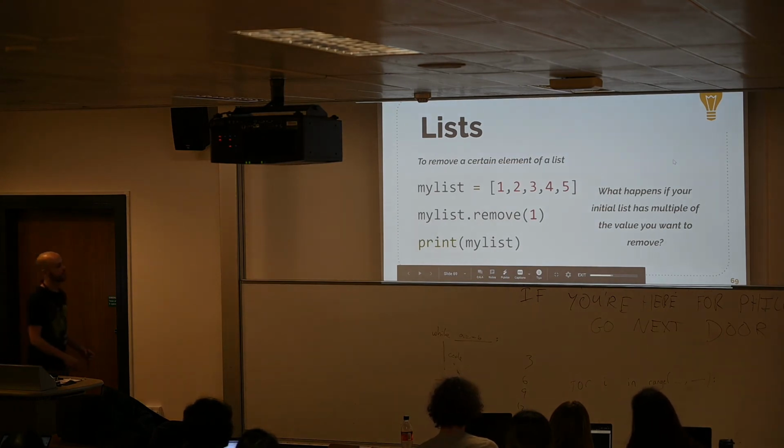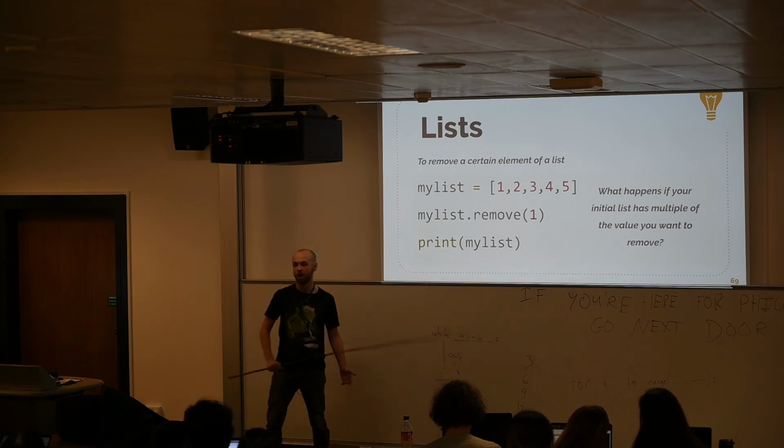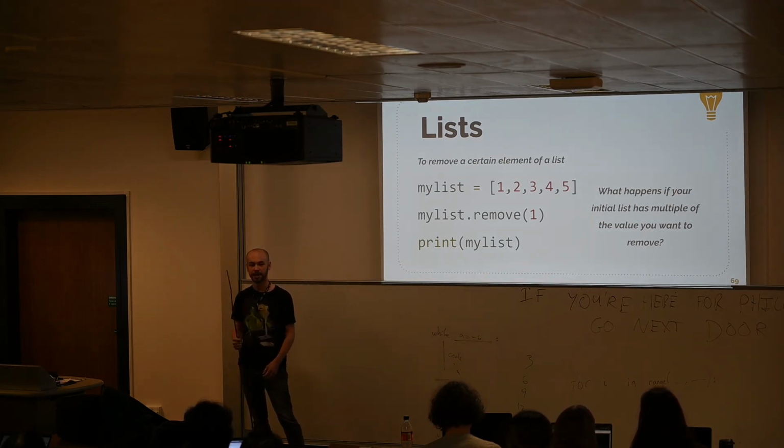What do we think happens if, I mean, I've kind of already told you this because of the spoiler, but what do we think happens if there were more than one 1 in this list? What do we think would happen? Or what do we maybe know happens?